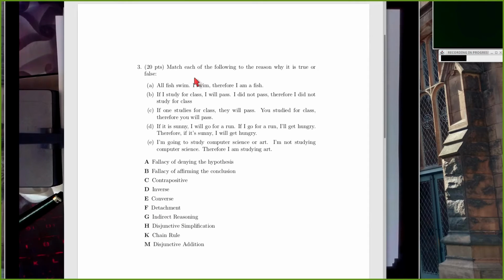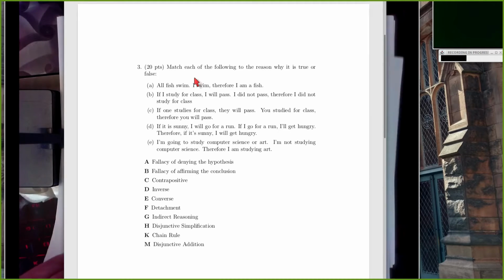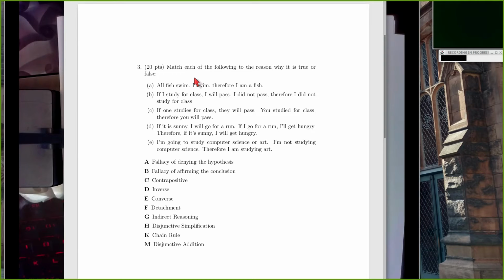All right, part 3. So this was looking at laws of logic and matching them. And I didn't mean for one of these to be kind of tricky, but it ended up being kind of tricky. All fish swim, I swim, therefore I am a fish. So logic should tell you that that's probably a fallacy of some kind. Because it could be true that all fish swim, it's also true that I swim, but I'm not a fish as far as I know. So this is some kind of fallacy.